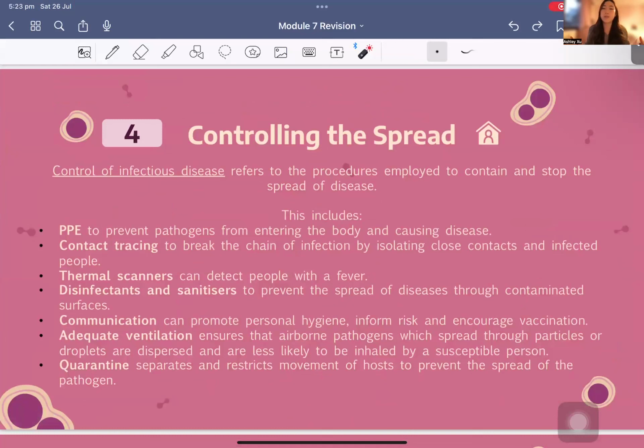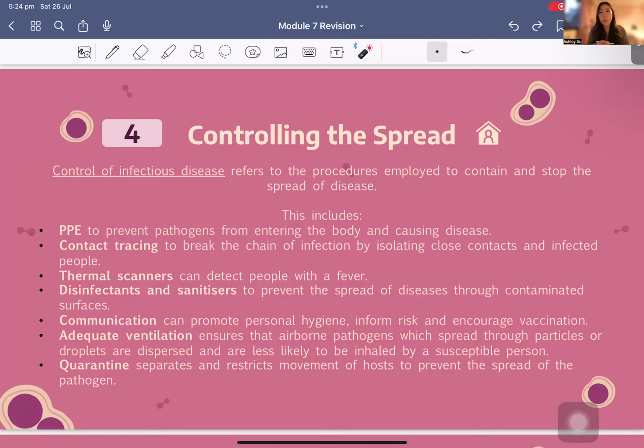How do we control the spread of disease? Okay, we're not looking at treatment anymore. How do we control it? PPE is very important. So personal protective equipment, using masks, using gowns, using gloves, goggles, whatever you have to do to protect yourself to prevent entry of the disease and the pathogen.